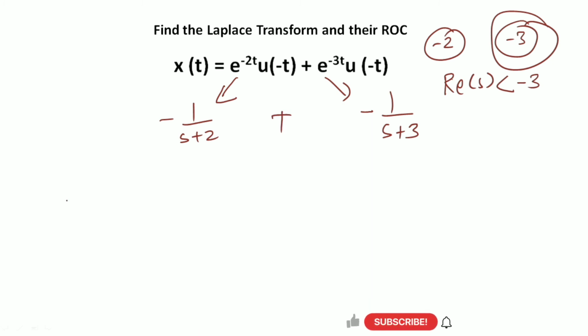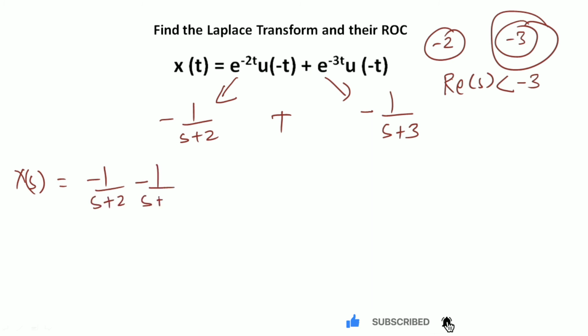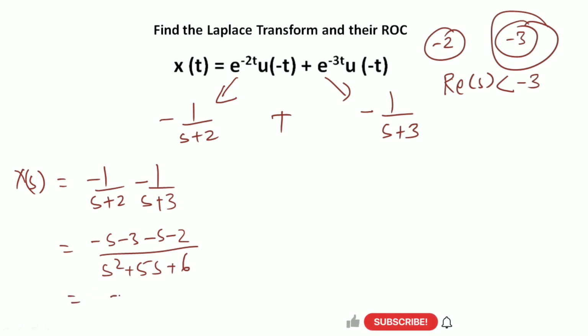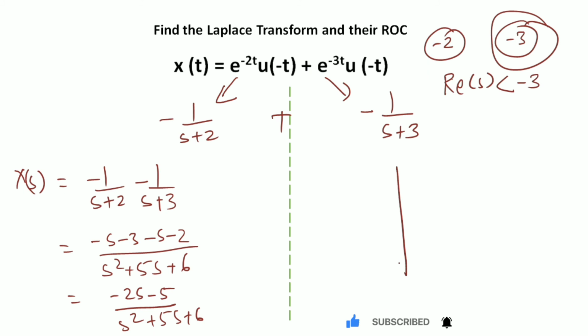Now if we add this, we will get X(s) as minus 1 over s plus 2 minus 1 over s plus 3. When we do this, we will have (minus s minus 3 minus s minus 2) divided by (s square plus 5s plus 6), which is minus 2s minus 5 divided by s square plus 5s plus 6. And for the ROC, we can simply plot the graph.